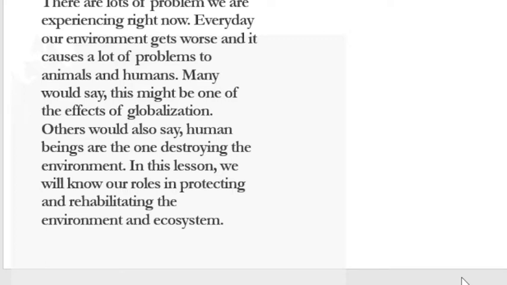There are lots of problems we are experiencing right now. Every day, our environment gets worse and it causes a lot of problems to animals and humans. Many would say this might be one of the effects of globalization. Others would also say human beings are the ones destroying the environment. In this lesson, we will know our roles in protecting and rehabilitating the environment and ecosystem.